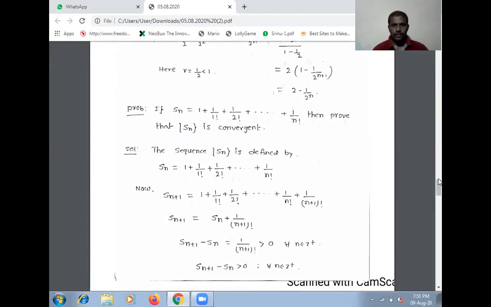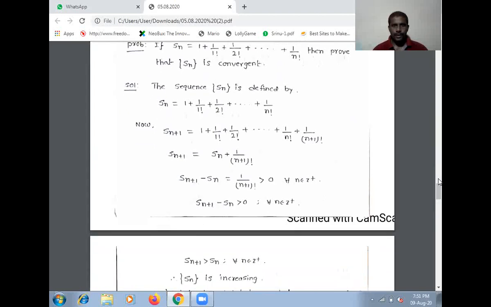That problem is: if Sn equal to 1 plus 1 by 1 factorial plus 1 by 2 factorial plus and so on 1 by n factorial, then prove that Sn is convergent.